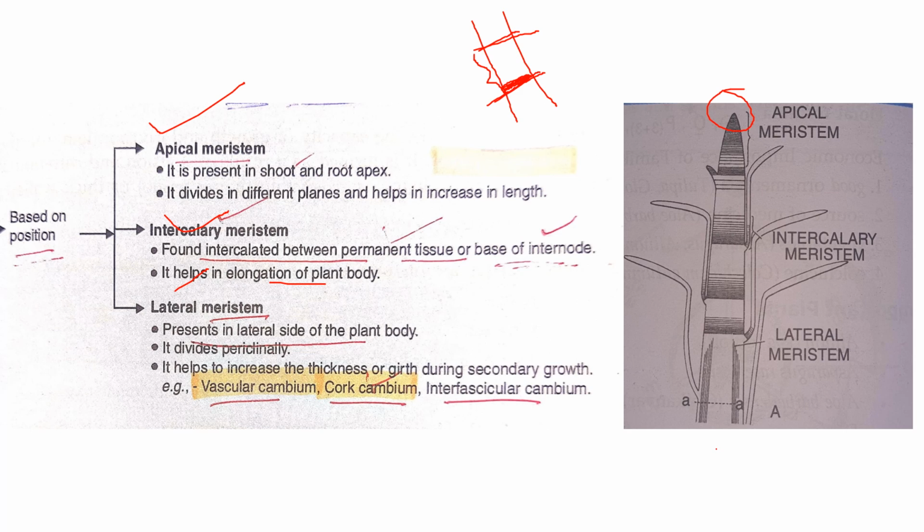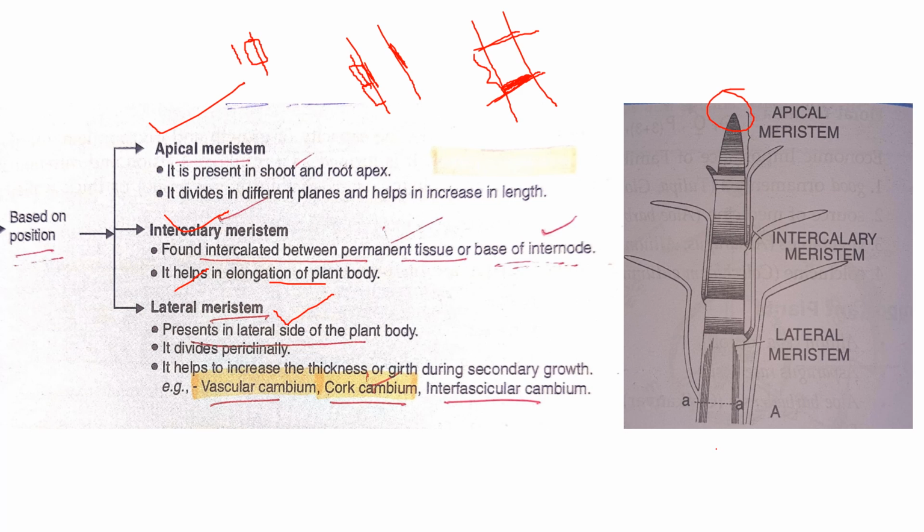Then lateral meristem. It is present on the lateral side of the plant body and divides periclinally. That means, this is the plant, and this lateral meristem is present here laterally. So it helps in the lateral growth of the plant body. Suppose these are the cells present laterally. It will divide periclinally, that means horizontally. Suppose it is a cell, it will divide horizontally like this.